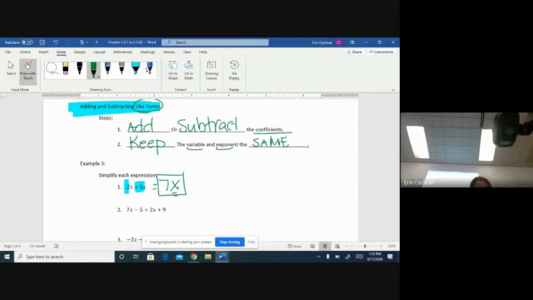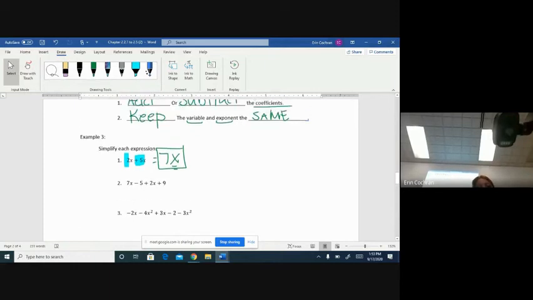All right, number 2, 7x minus 5 plus 2x plus 9. Now, when we look at this, let's go ahead and find my like terms. So 7x is alike with what? 2x, and we always follow the sign that is directly in front of the like term. Don't follow the other signs, the one directly in front. So 7x plus 2x. So 7 plus 2 is 9, and we leave the x alone.